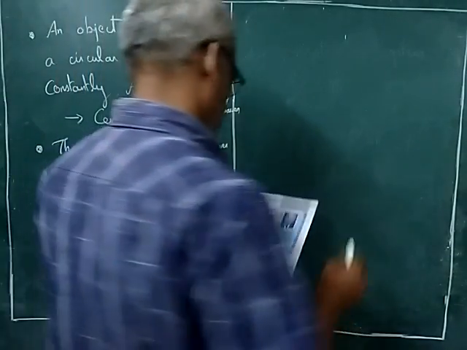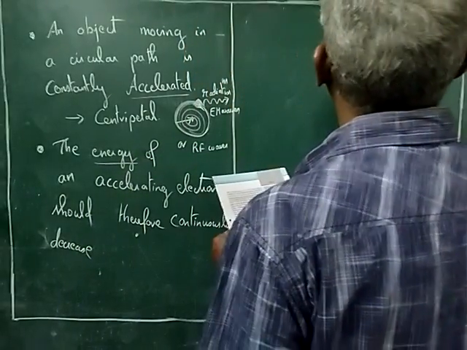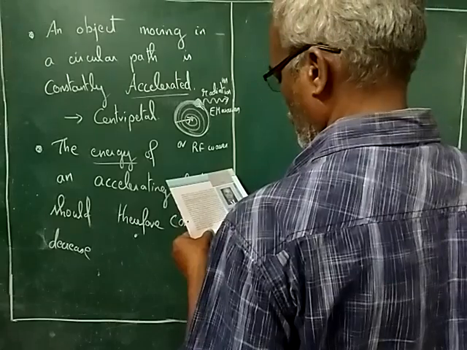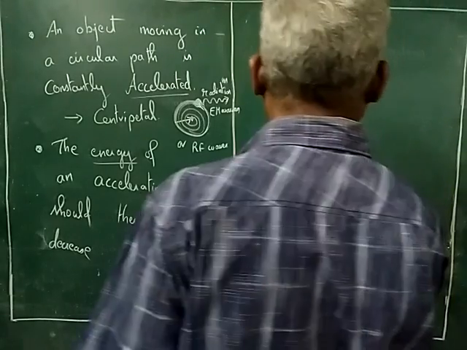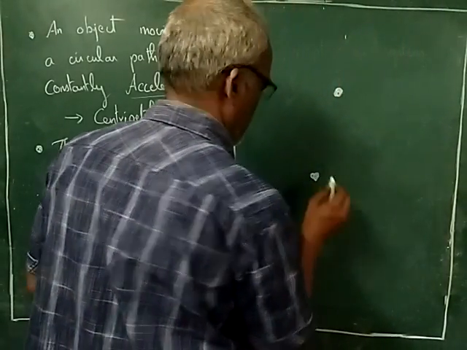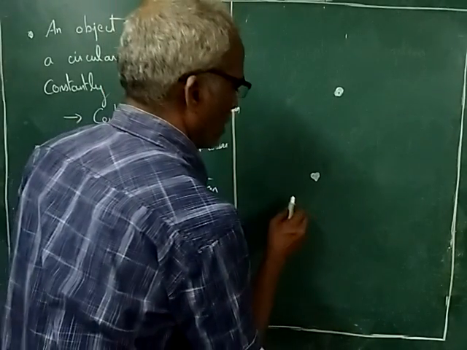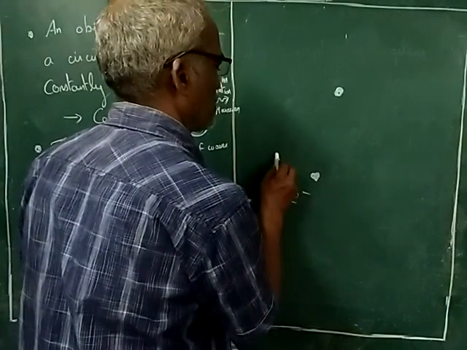So this can be said pictorially as: assume this is the electron, e minus.